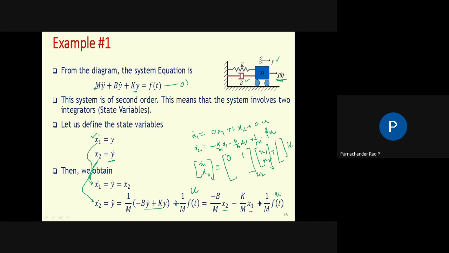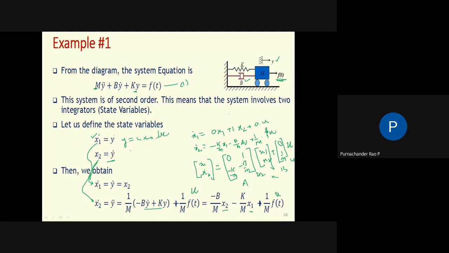So the first equation is 0, 1, and this term will be 0. And the next one is x2 dash equal to minus k by m, and this is minus b by m, and this is going to be 1 by m. Okay, so this is a representation of your state equations. So this is A and this is B, this is x and u. And also your output equation is y equals Cx plus Du.